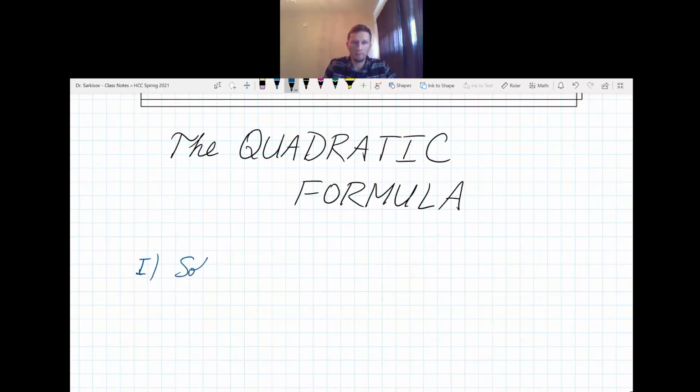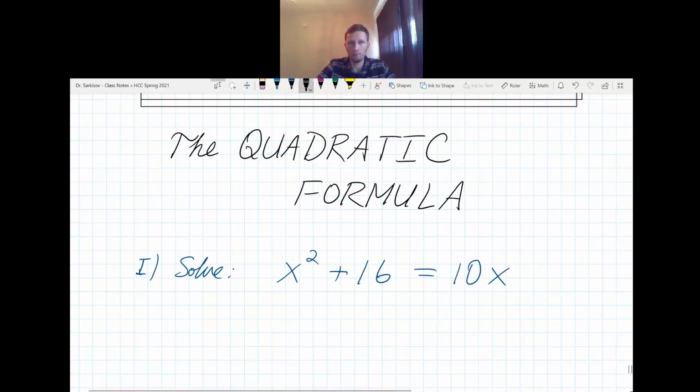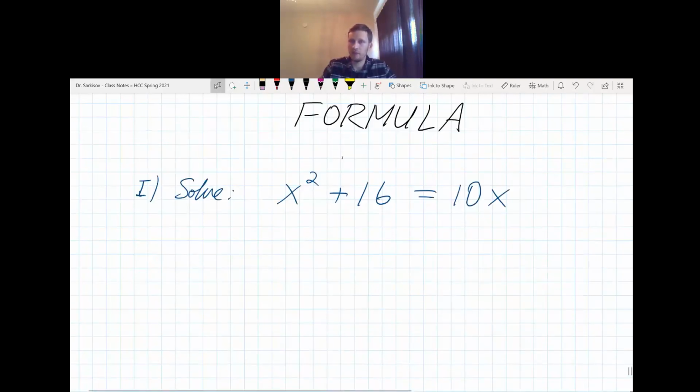Let's solve an equation. We've done this one already. X squared plus 16 equals 10x. Remember, we had the exact same problem. And what do we do? We want to use the quadratic formula. Well, first of all, we want to put it in standard form.